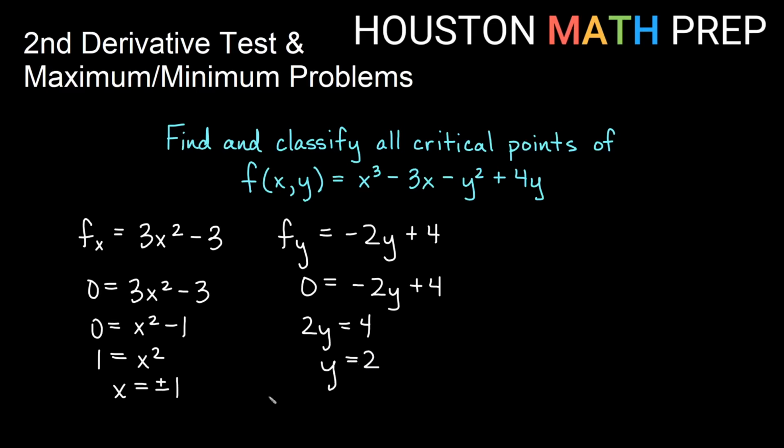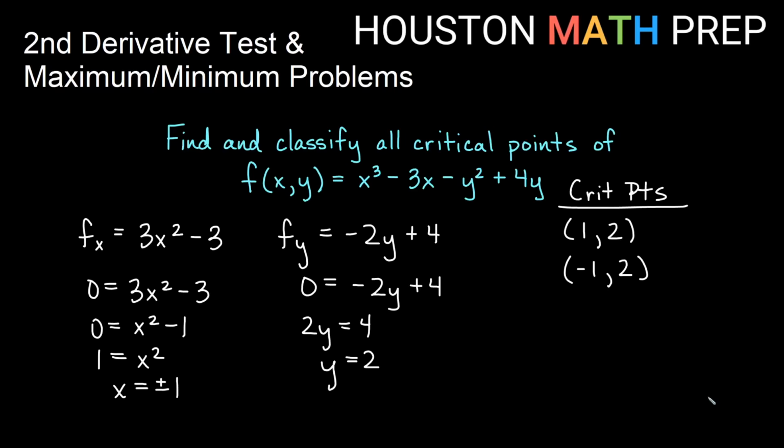Now, we need both of these things to be true for a point to be a critical point. So I could have positive 1 and positive 2. That would be a critical point. And then I could also have negative 1 and positive 2, and that would also be a critical point. So these are my critical points. Go ahead and say critical points are (1, 2) and (-1, 2).